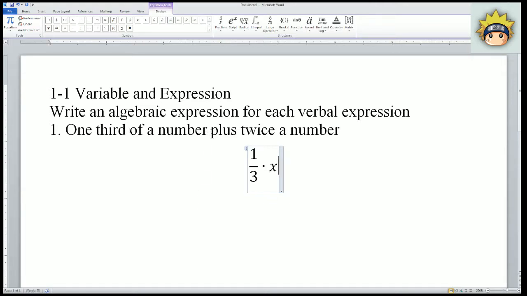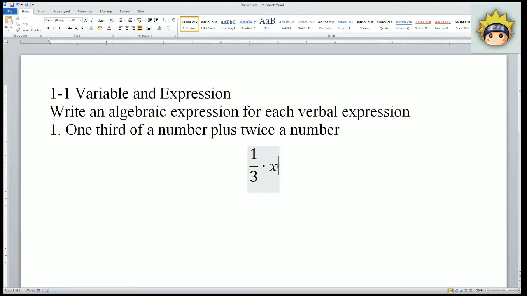The next part is plus. Okay, plus. Plus twice, right? Twice means 2 times a number. And it's the same number. It doesn't say another number.